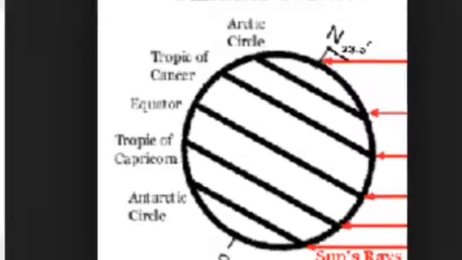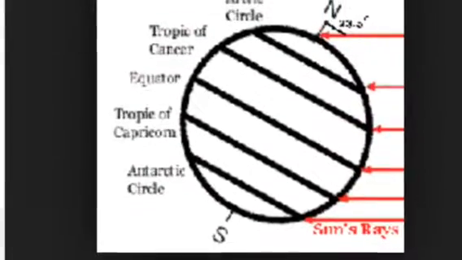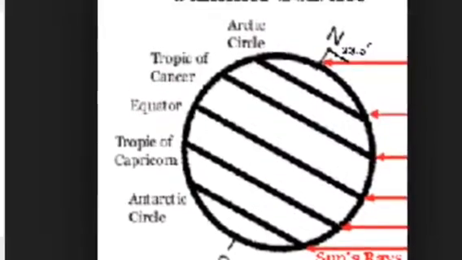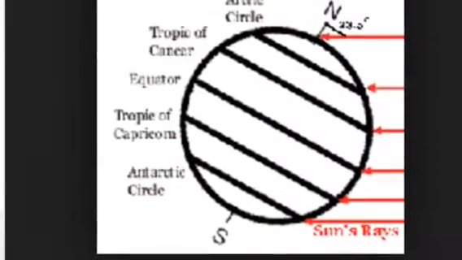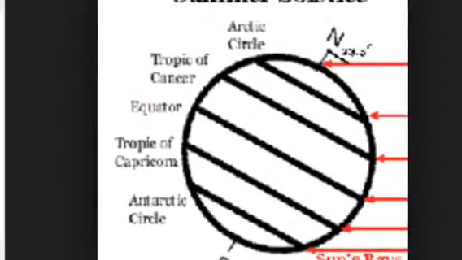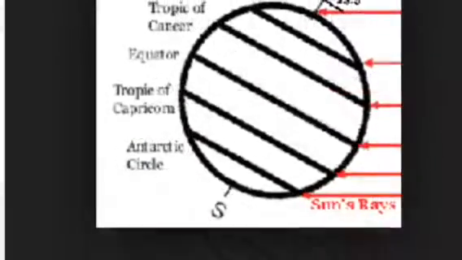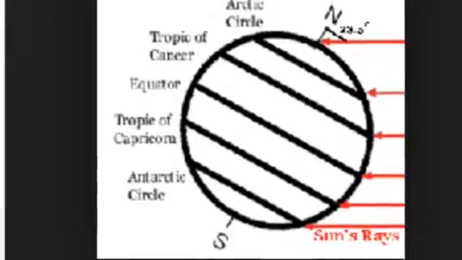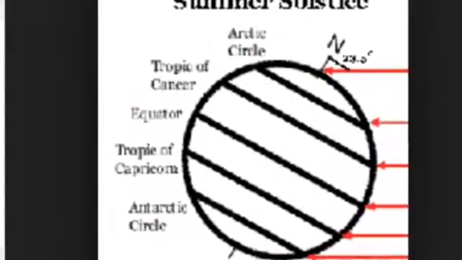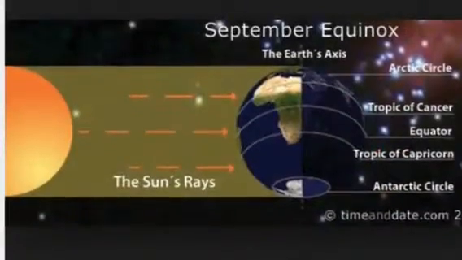This position is opposite the December solstice. Earth's axis still points in the same direction, but now the North Pole seems to lean towards the sun and is in sunlight. The June solstice marks the beginning of summer in the northern hemisphere. In contrast, it is the winter solstice in the southern hemisphere.